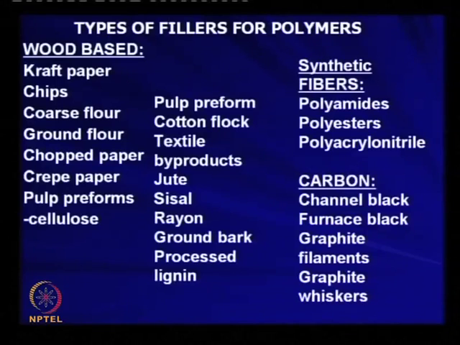This is wood based, you see wood based fillers, look, kraft paper, chips, coarse flour, ground flour, wood flour, chalk paper, crepe paper, pulp reform. This is alpha cellulose, pulp reform, you know paper pulp, wood pulp. How pulping is done, probably you know. Do you know what is pulping, how these newsprints are made, how the paper is made? You know, the process is very simple.